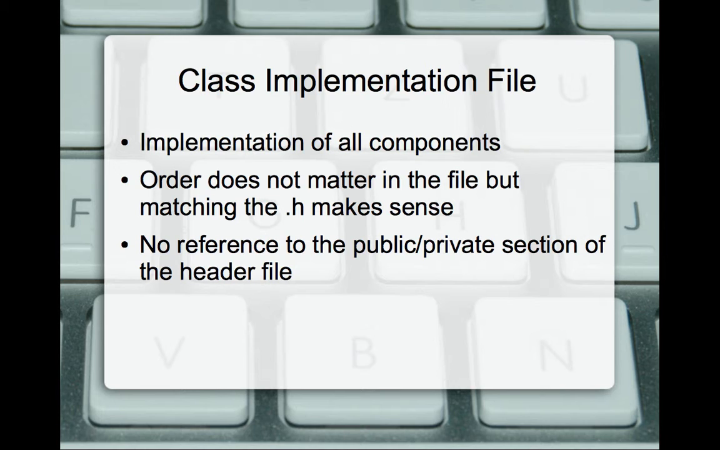One of the weird things about C++ compared to Java is the implementation has no reference itself to whether or not it's public or private. When you write that implementation file, when you write your private methods, you can't tell in your implementation file whether it's public or private. The only way you have access to the knowledge of public or private is by looking at the .h extension file.